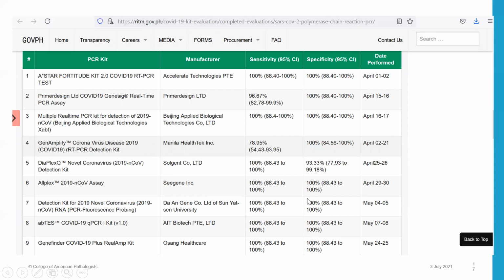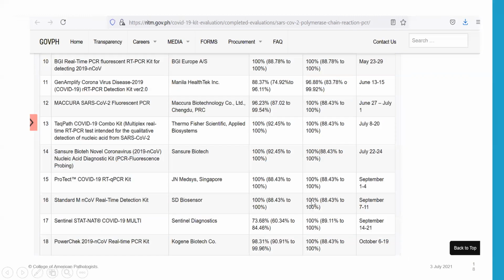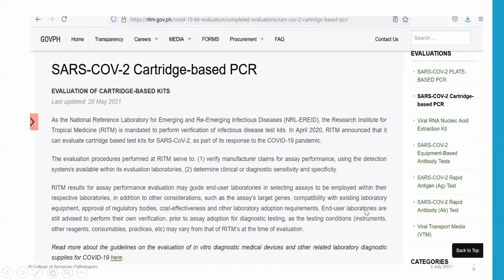Now, of course, here you can see the BGI real-time PCR, which was used in our WHO funded study. It passed the sensitivity and specificity requirements. And the one that we're familiar with, I work with Lung Center as a visiting consultant, so Sansure was the one that's also popularly used there because they come with the machine and high throughput testing of specimens and so on.